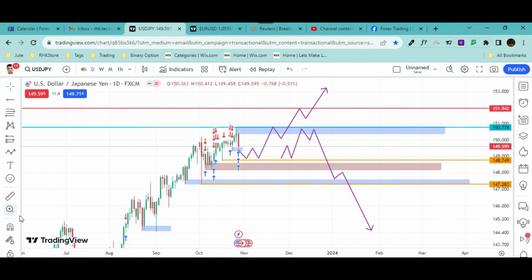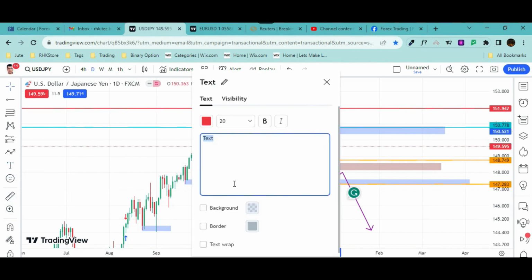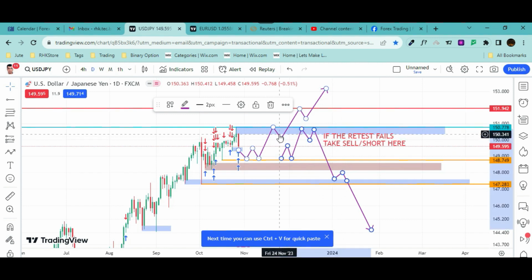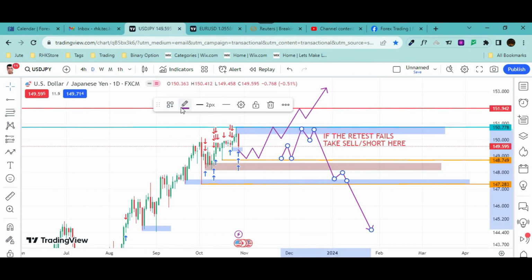For taking the sell, in my opinion, I will take it here. If the retest fails, take sell, one big short here. This one, I'm talking about this one. So let's make it red, so things will be more clear.